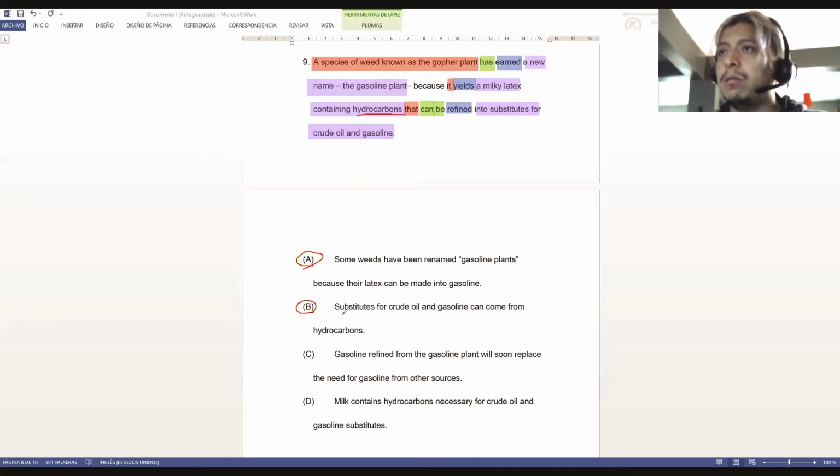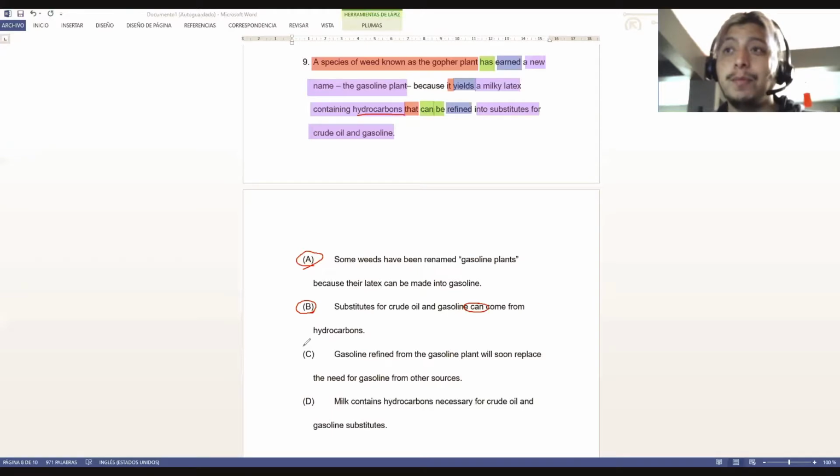So these substitutes are refined from hydrocarbons. The substitutes for crude oil and gasoline can come from hydrocarbons. It doesn't say that every hydrocarbon can be refined into gasoline, but some of them maybe can. Gasoline refined from the gasoline plant will soon replace the need for gasoline from other sources.